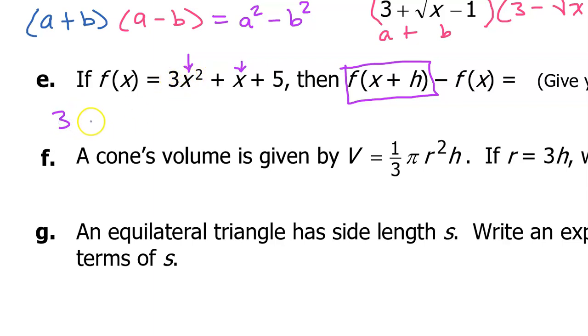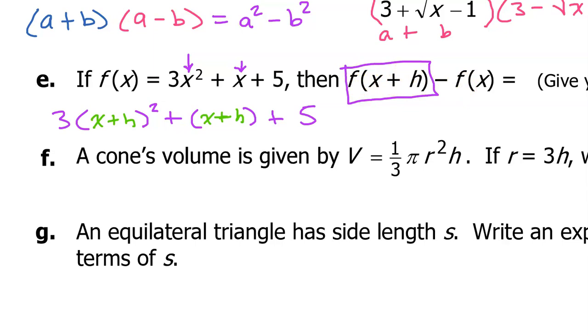So I see 3x squared. So I'm going to put 3 parentheses squared plus parentheses plus 5. So this is function f, but I'm just ready to substitute in whatever I need. But I'm supposed to have f at x plus h. So that's why I'm going to put x plus h where all the x's were. Okay, so this is f at x plus h.